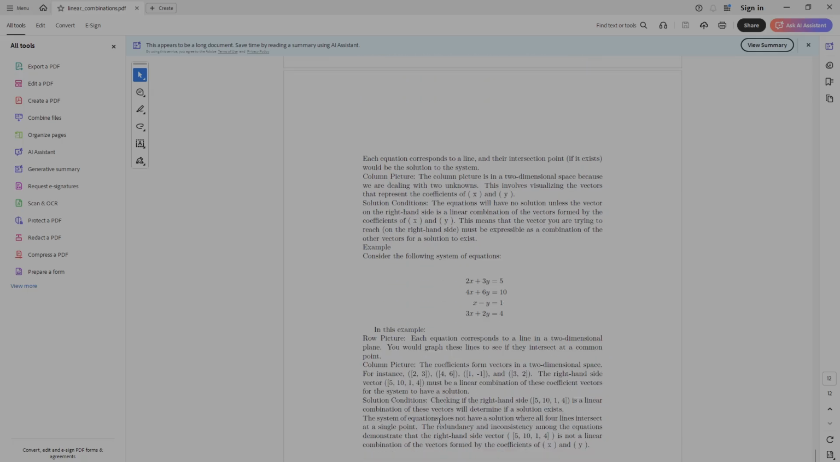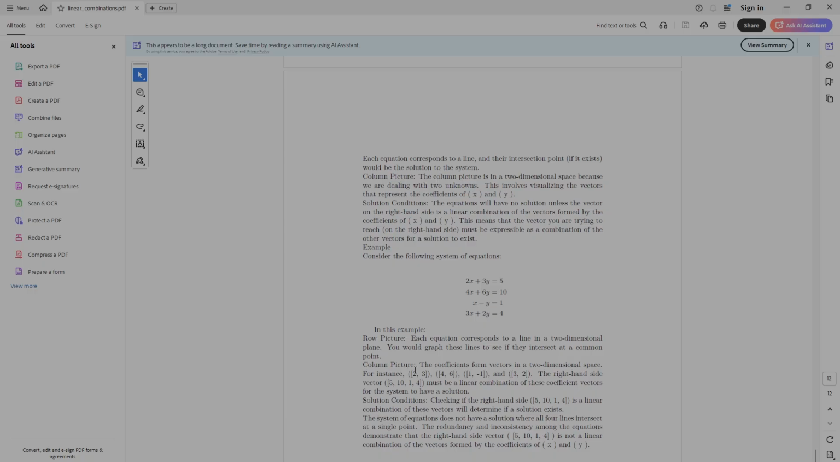So let's look at an example to better understand this. Let's say you have this system here: 2x plus 3y equals 5, 4x plus 6y equals 10, x minus y equals 1, and 3x plus 2y equals 4. Let's look a little bit at the row picture. Each equation corresponds to a line in a two-dimensional plane. You will graph these lines to see if they intersect at a common point.